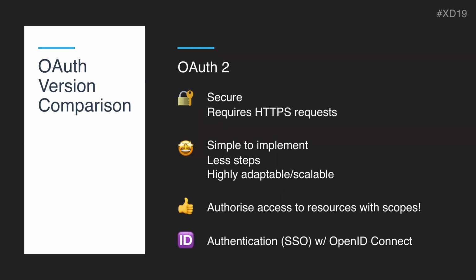We can authorize access to resources with scopes. We'll talk about scopes a little bit later, and the scopes that Xero has enabled. And one of the massive features that comes with OAuth 2.0 is authentication using OpenID Connect. So single sign-on and single sign-up credentials are exposed as part of the OAuth 2 functionality.